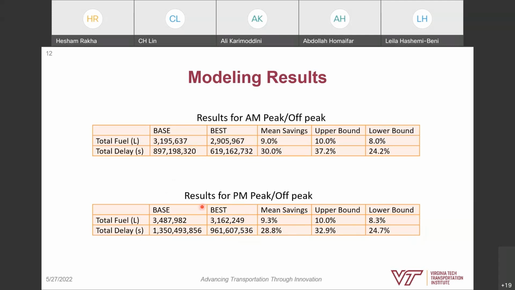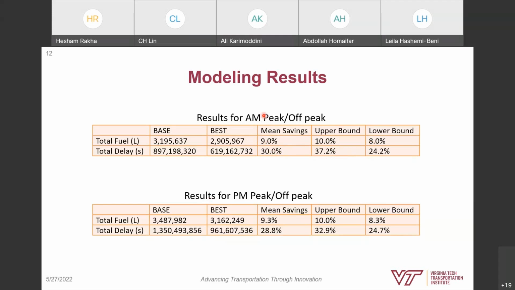And that actually provided a 30% reduction, somewhere between a 30 and 37% reduction in delay, and somewhere between a 9 and 10% reduction. Sorry, the mean was 9%. It was between 10 and 8 point something, and 37 and 24. So a mean would be 9% and 30%.